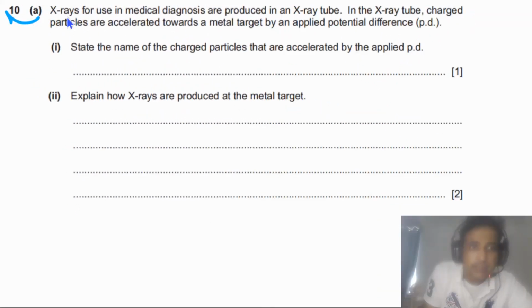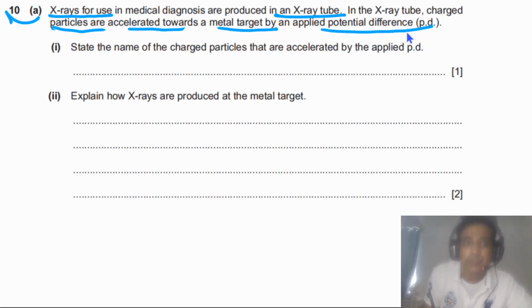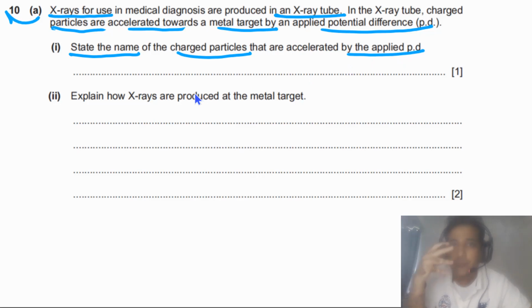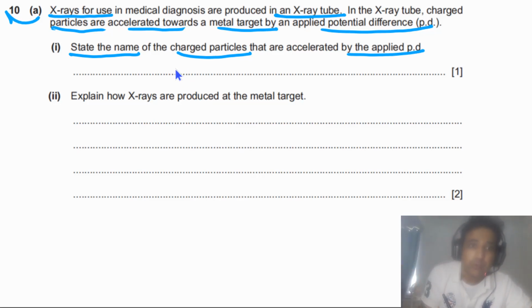Question 10 part A says X-rays for use in medical diagnosis are produced in an X-ray tube. In the X-ray tube, charged particles are accelerated towards a metal target by an applied PD, potential difference. State the name of the charged particles that are accelerated by the applied PD. So in production of X-rays, first of all, we heat up metal. We produce electrons by thermionic emission. Means when we heat up a metal, electrons are emitted. That process we call thermionic emission. So this is how we produce these charged particles, and these charged particles are electrons.